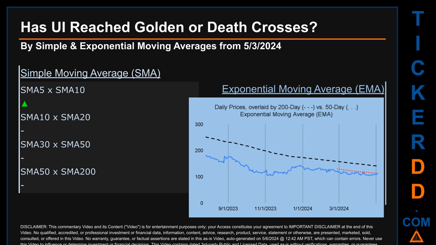Continuing with SMA, we looked across the 5 to 10, the 10 to 20, and the 30 to 50-day ranges to see if golden and death crosses had been reached. We found a golden cross signal for the 5 to 10. We could not find either a golden cross or a death cross signal for the 10 to 20, the 30 to 50, or the 50 to 200.